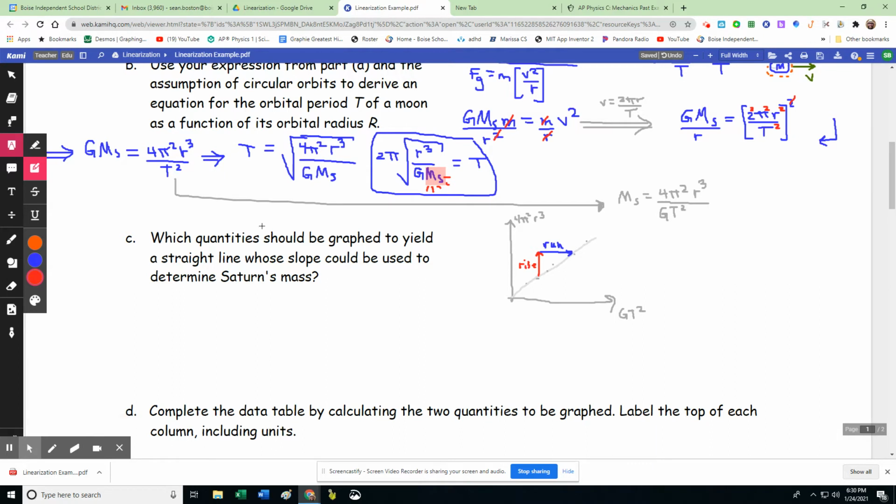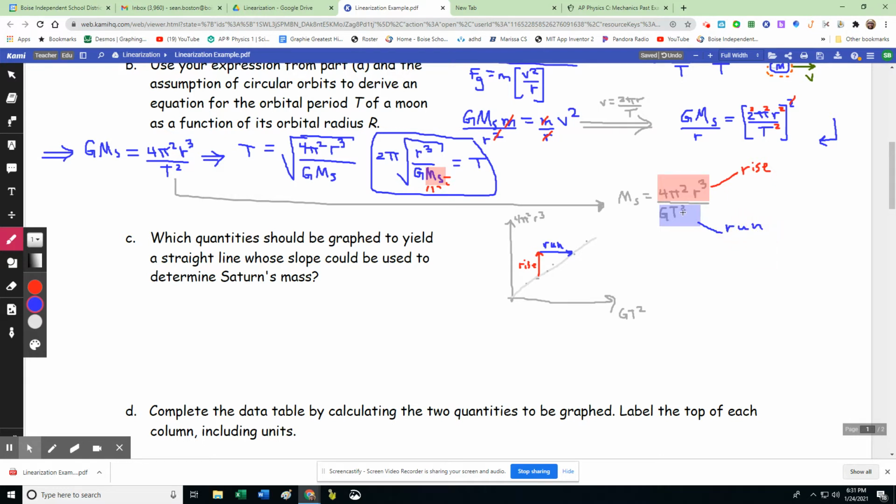Okay, so we could make a graph that basically takes this piece right here and solves for the mass of Saturn, gets it by itself. And when we have this graph, the top part could be our vertical axis, or in other words, we could make this the rise of a linear graph. And the bottom part of this equation could be the run for our graph.